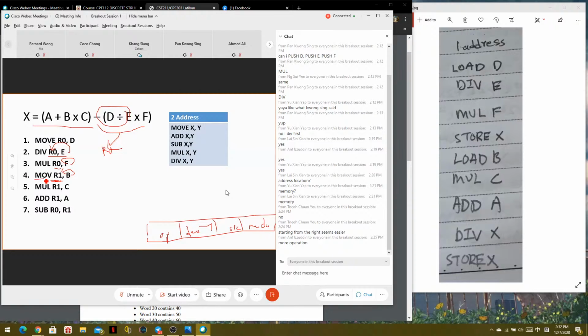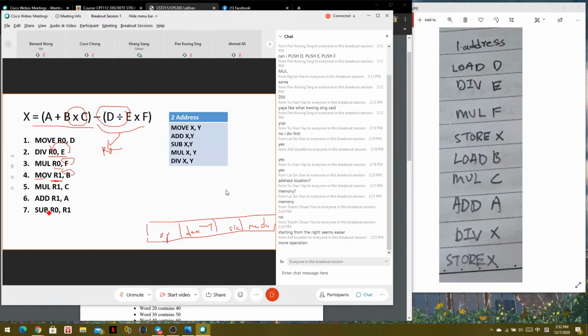This is what is meant by move. So your R1 already stores B. Then R1 multiplied by C, sorry, not plus, multiplication, and then store in R1. So now your R1 also has this part already. Then the next one is add. So you add your A, B times C plus A, then store back to that.